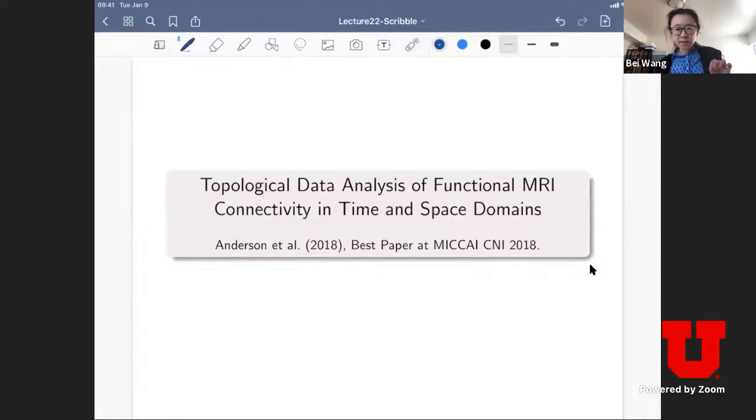So the idea is what's called functional MRI. Functional MRI is the idea that you are measuring the BOLD signal in the brain. Again, what is a BOLD signal? It measures how much oxygen there is in a certain area of the brain. And this is an interesting application of topological data analysis because we're mapping the data in two different ways.